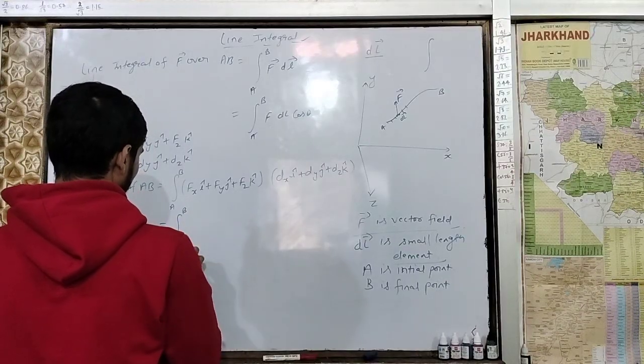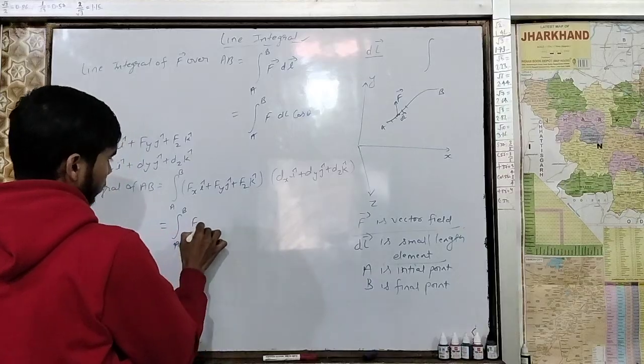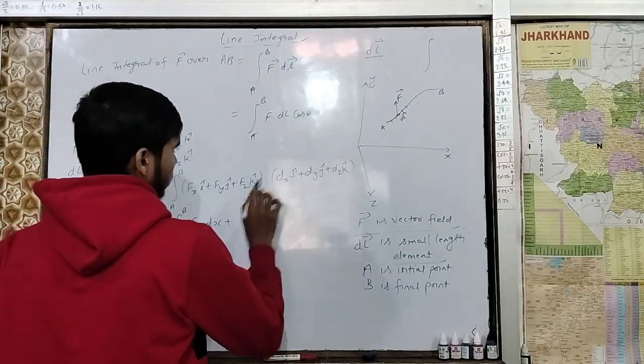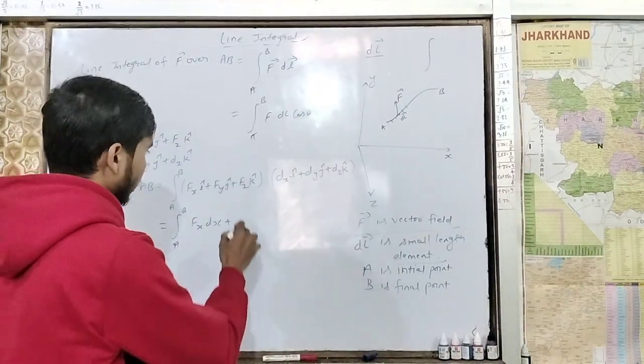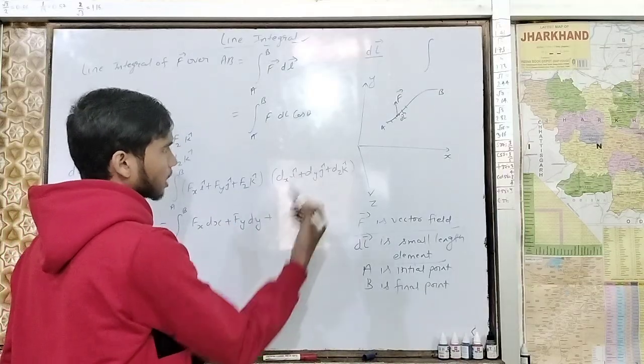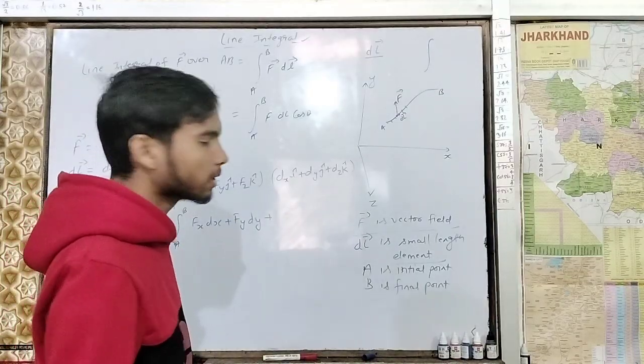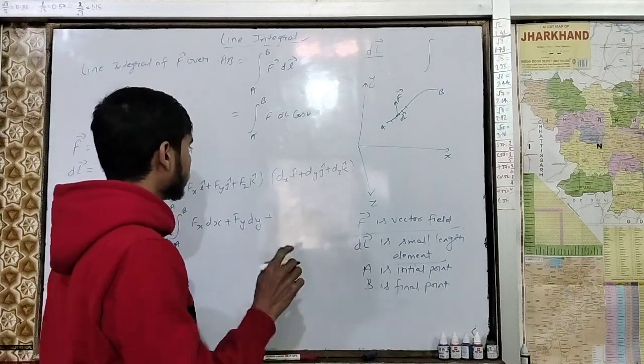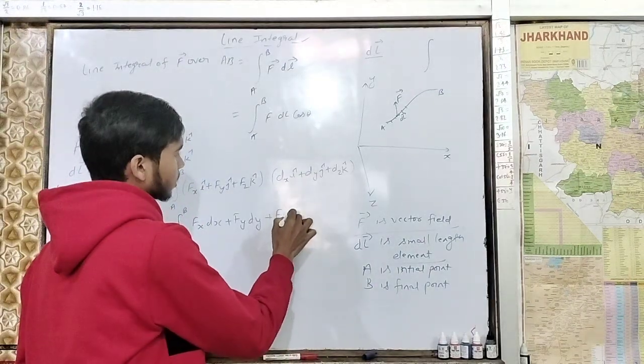The limit will still be present. Fx dx plus Fz dz will become what? Fy dy. Got it. Again, k will become 1, the reason being the angle is 0. So Fz and dz.